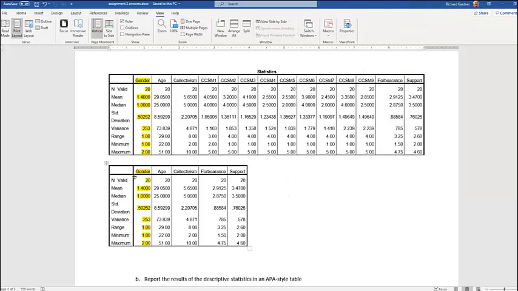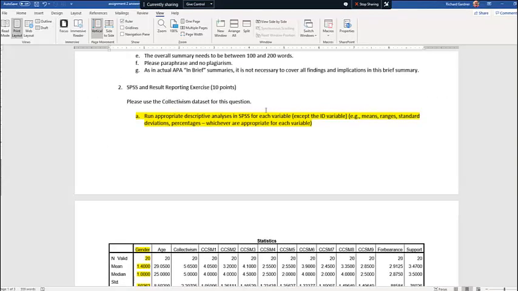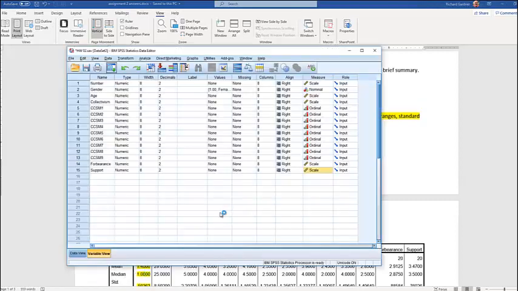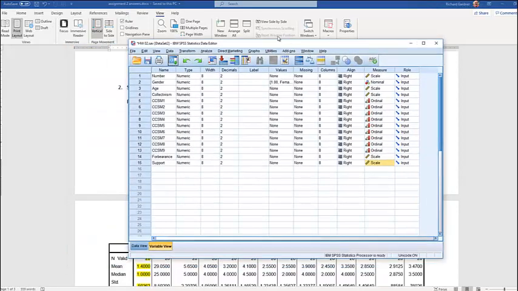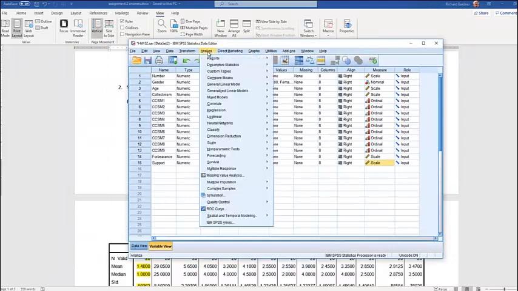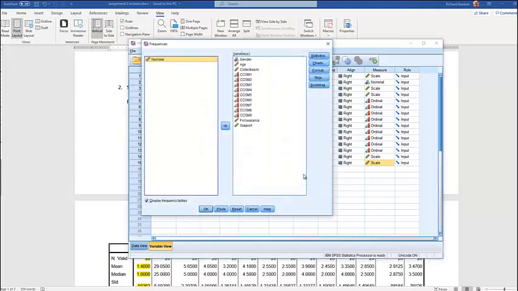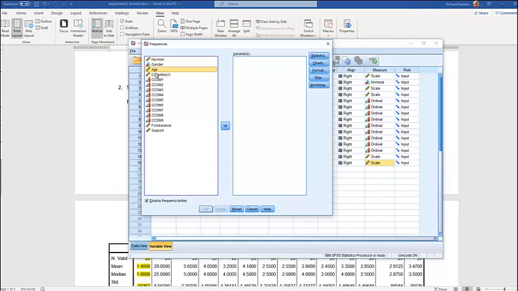So first things first is run the appropriate descriptives in SPSS for the variables. We're going to go to our data set, Analyze, Descriptive Statistics, Frequencies. We're going to put the variables that we want in there. So it's going to be not gender, it's going to be age, collectivism, forbearance and support.